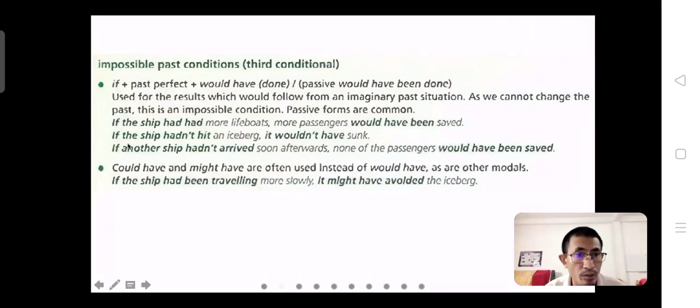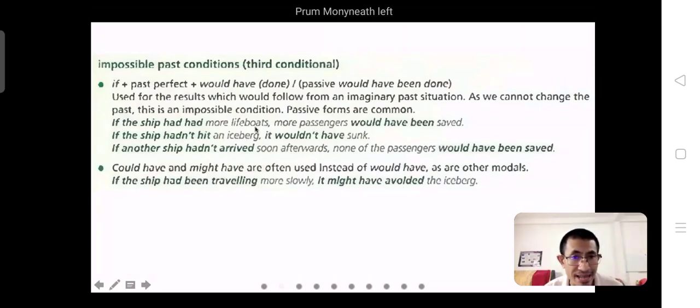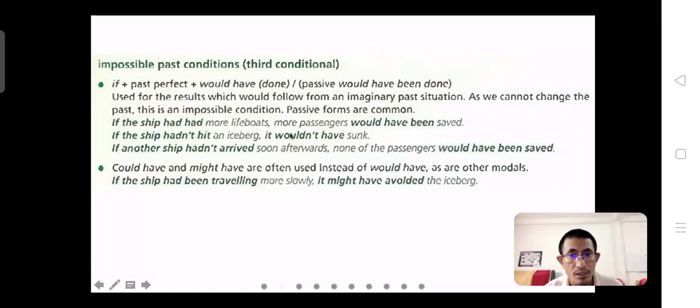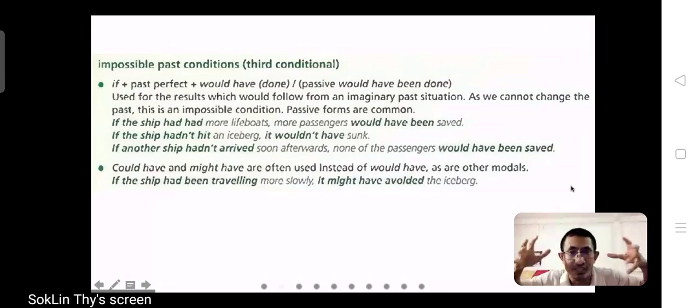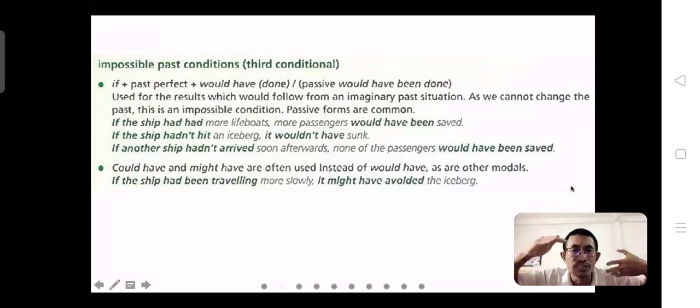Imagine in the past, unreal in the past, we use the third conditional. Easy peasy. Another example: if the ship hadn't hit an iceberg, it wouldn't have sunk. An iceberg is a big ice. Sometimes you only see a very small thing above the water, but underneath the water it is very big.